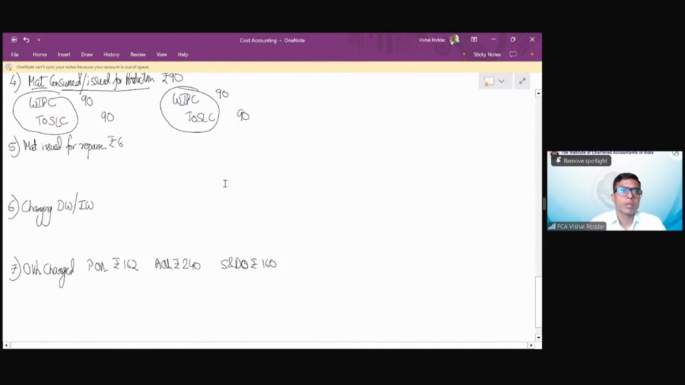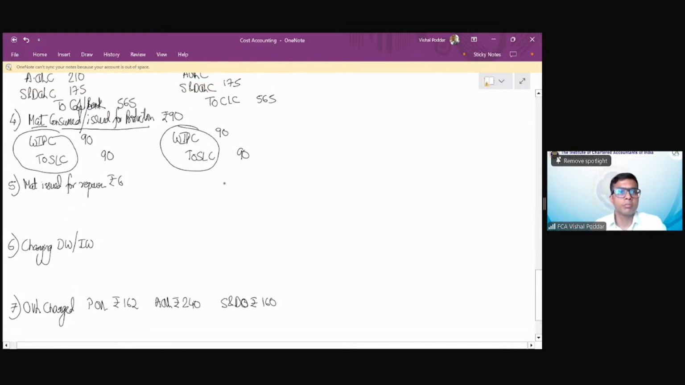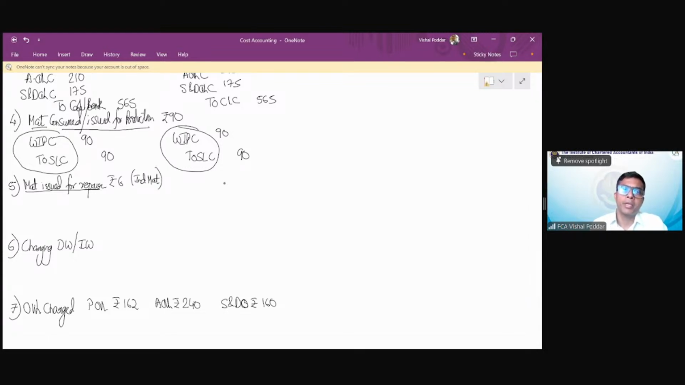Next, you would be given in the sum material which is issued for repairs. Now this represents your indirect material. Now remember one thing, indirect is always charged to the product but by the name of overheads. So whatever indirect cost you have, indirect material, indirect labor, you will first transfer it to overheads and then overheads will charge it.